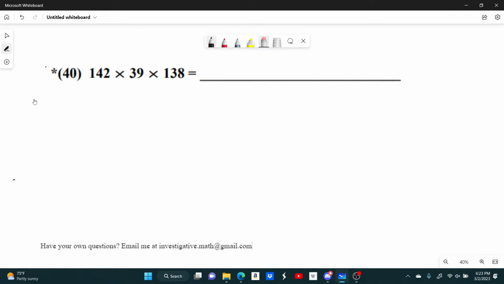All right, so 142 times 39 times 138. So the first thing that jumps to my mind is just doing 140 times 140, right, for these two. That's the first thing that jumps to my mind. And then I guess rounding this to 40, right? Okay, so 14 times 14 is 196 times 4 would be 784. And then you just got 3 extra zeros. I think that's in the range.